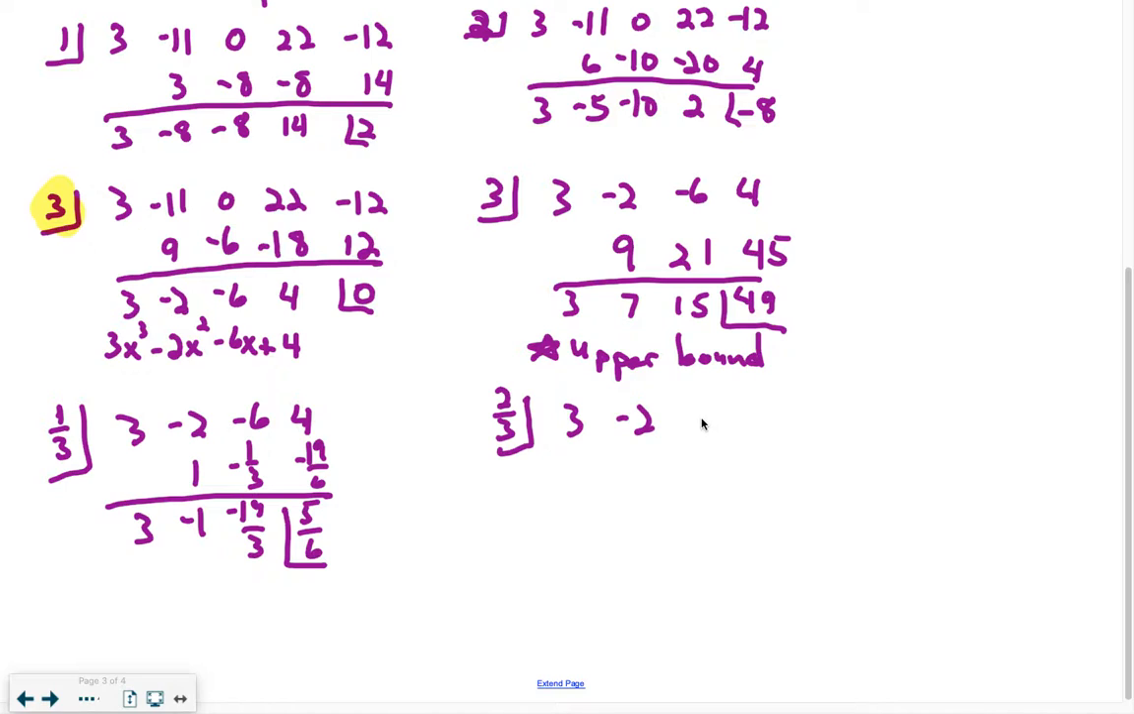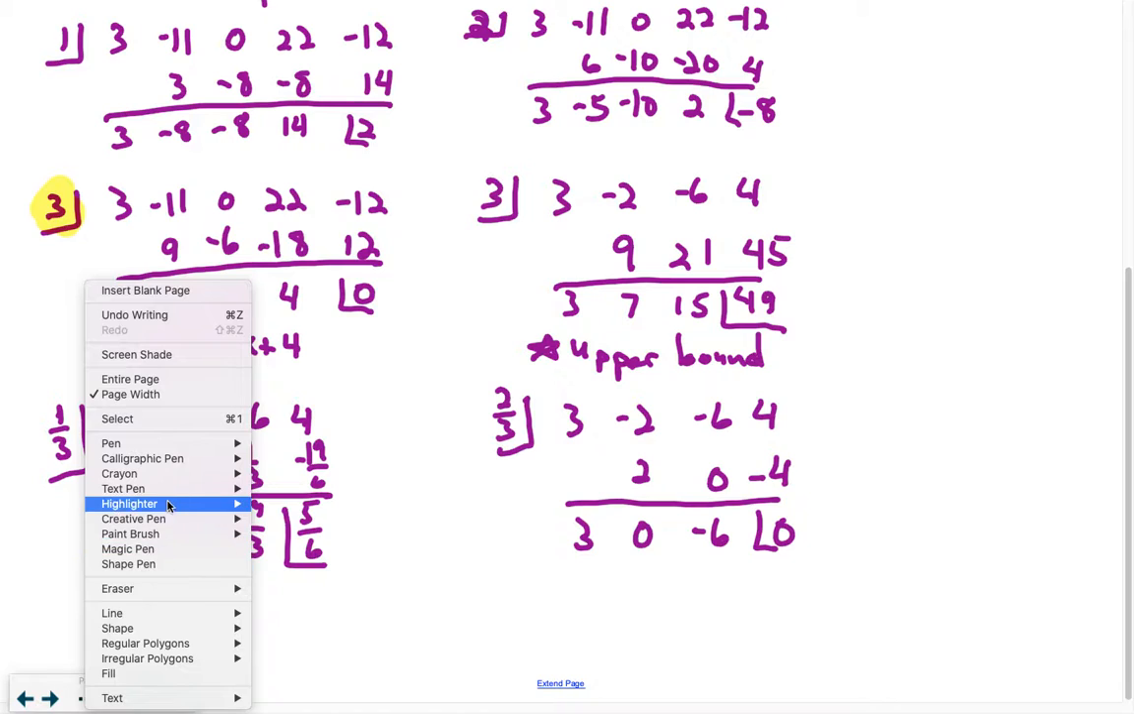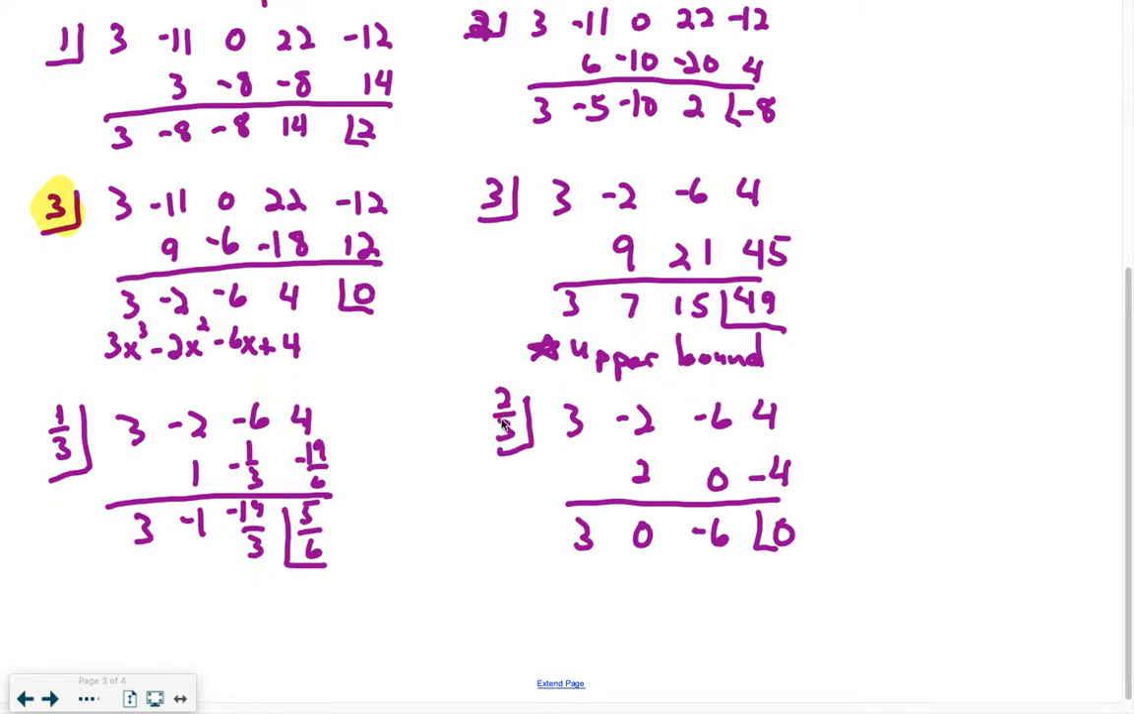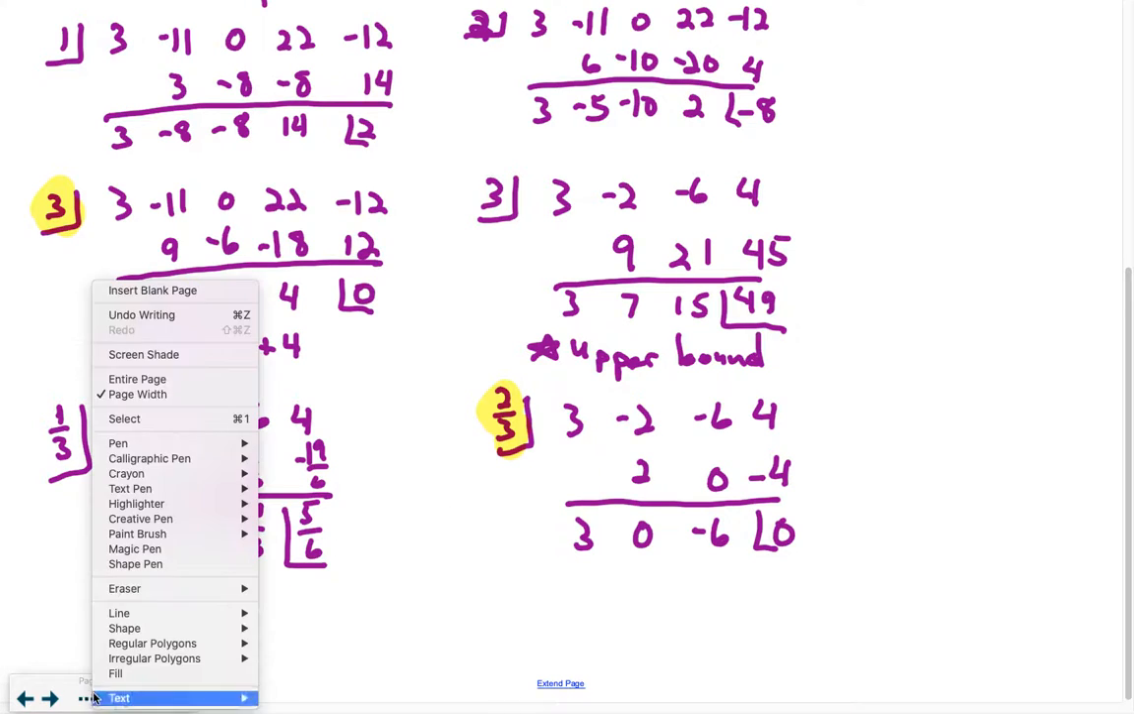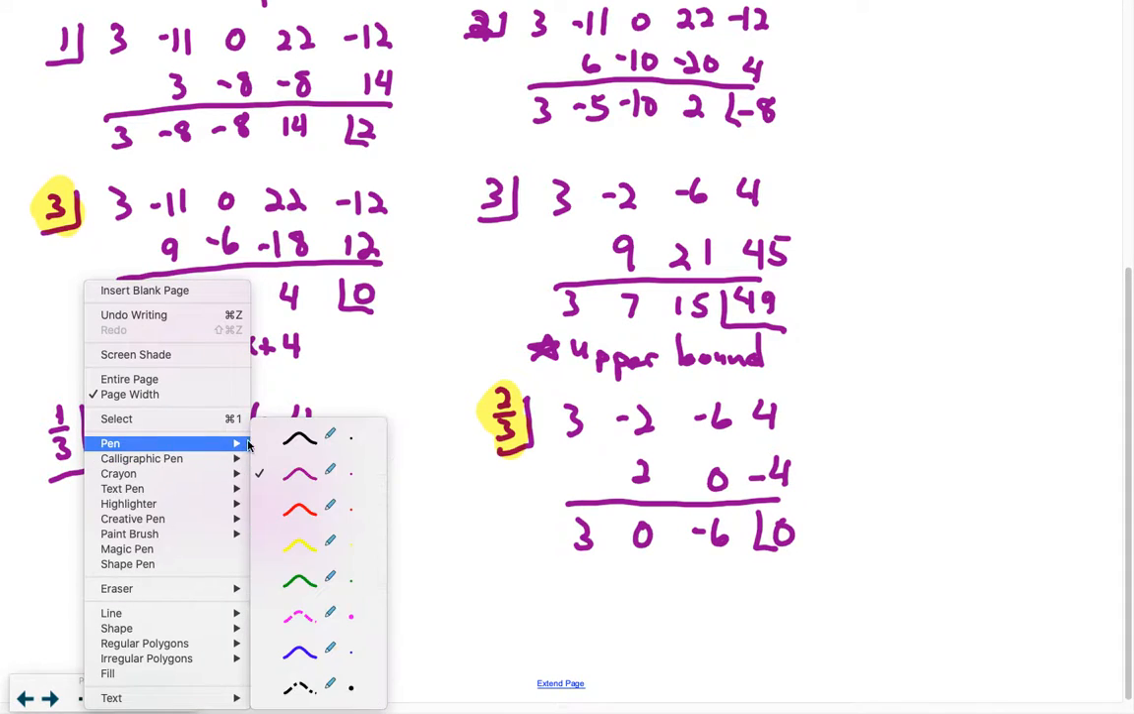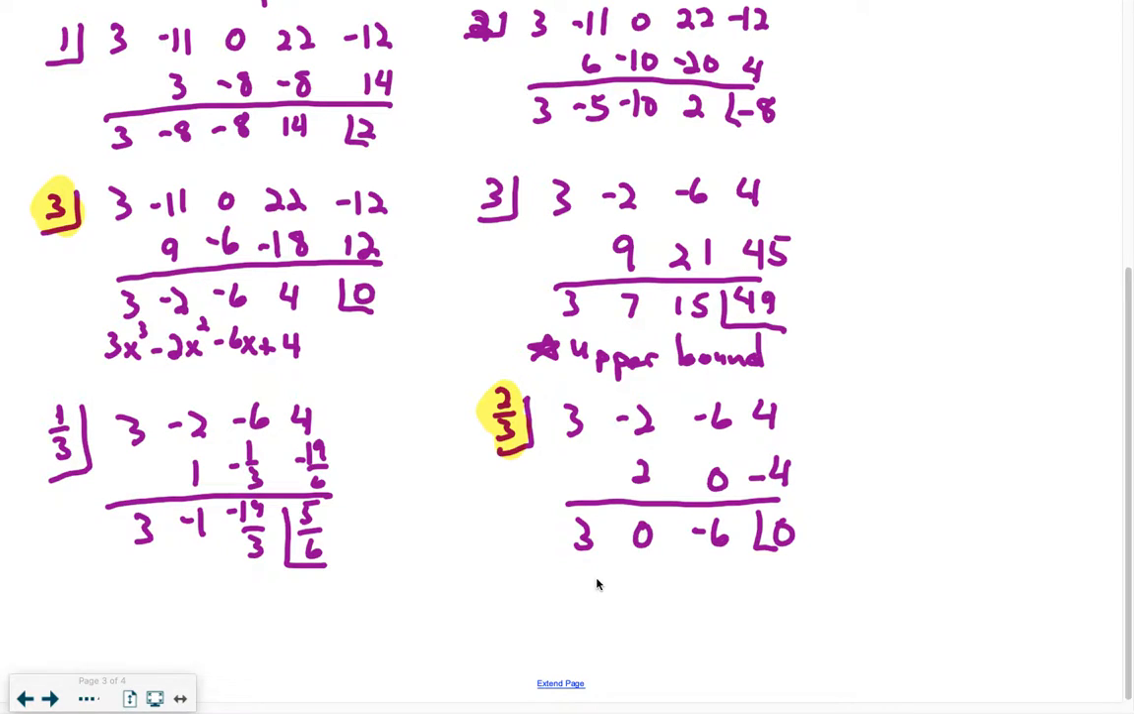3, -2, -6, and 4. Bring the 3 down. 2/3 times 3 is 2. Add, multiply, add, multiply. That would be -12 over 3, which is -4. And add, and we get 0. So 2/3 is a root. We have now found two roots. And since this was a third degree, that means my depressed polynomial here is a quadratic. This will be 3x squared plus 0x minus 6.